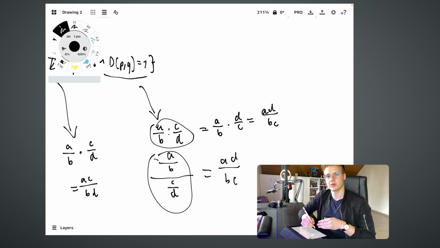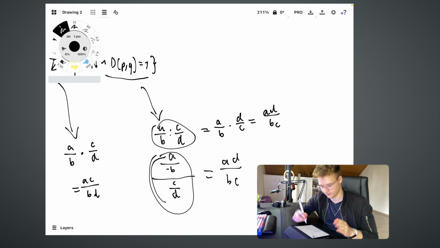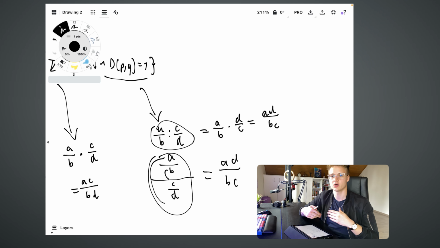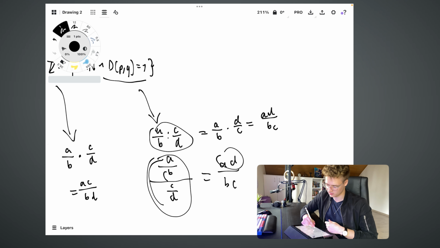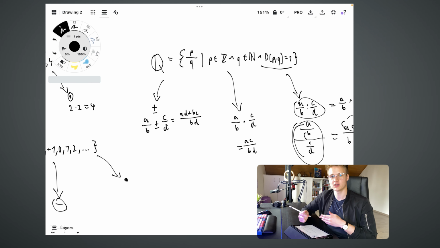The way I remember this formula is that the outer ones are multiplied and the inner ones are multiplied together, and the one on top stays on top. Okay, so ad divided by bc. And that's how we form rational numbers.